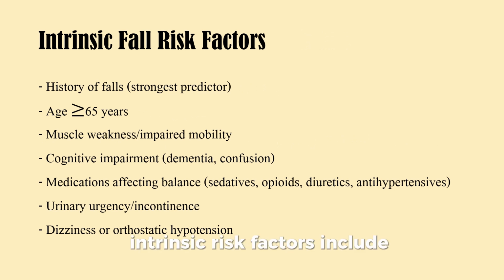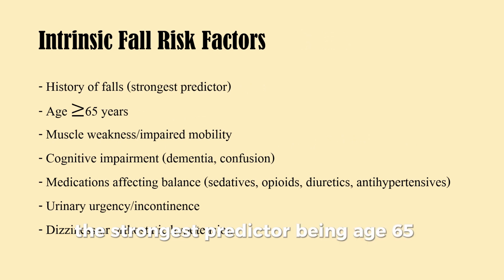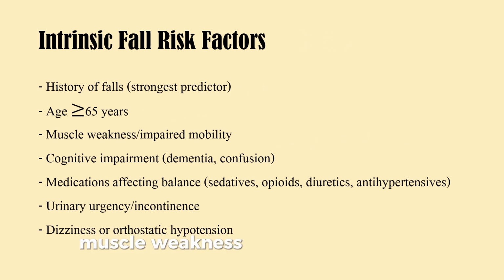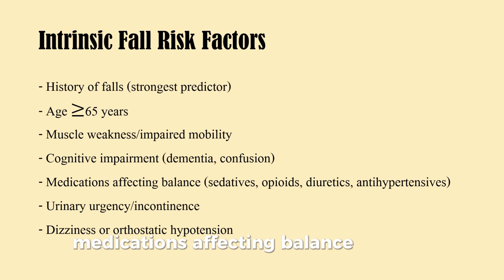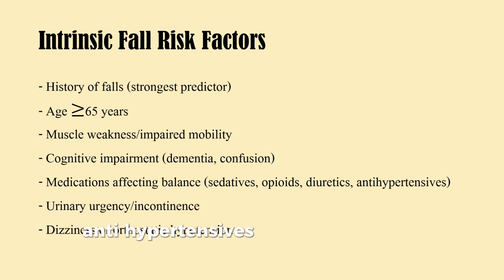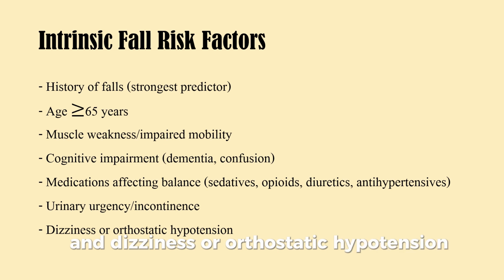Intrinsic risk factors include a history of previous falls, the strongest predictor, being age 65 or older, muscle weakness or impaired mobility, cognitive impairment such as dementia or confusion, medications affecting balance (sedatives, opioids, diuretics, antihypertensives), urinary urgency or incontinence, and dizziness or orthostatic hypotension.